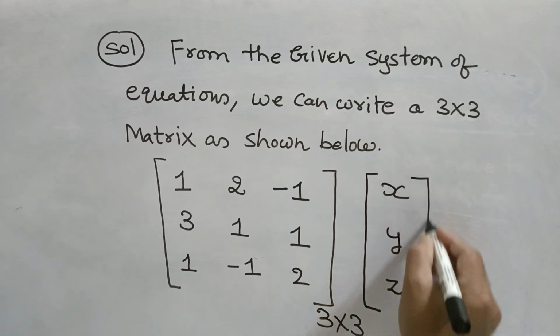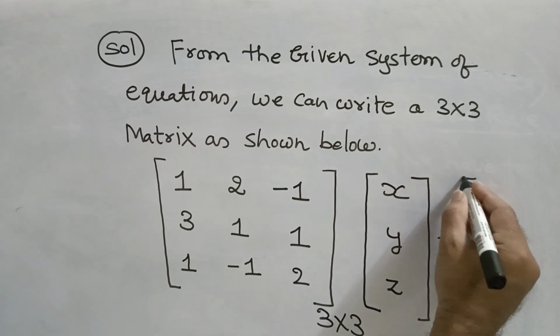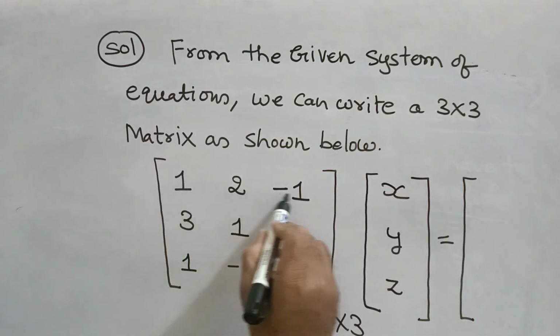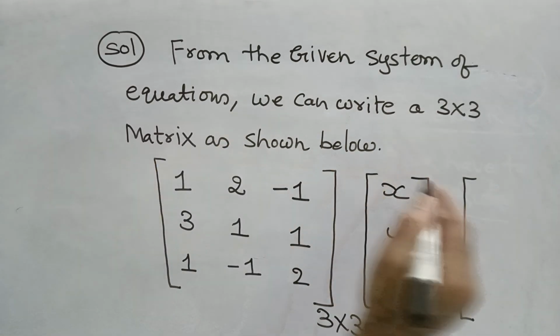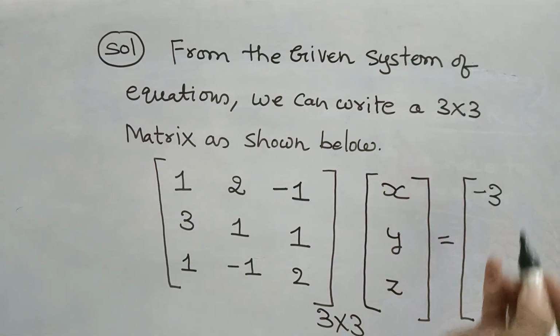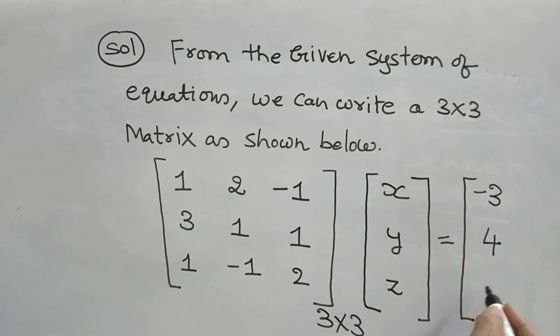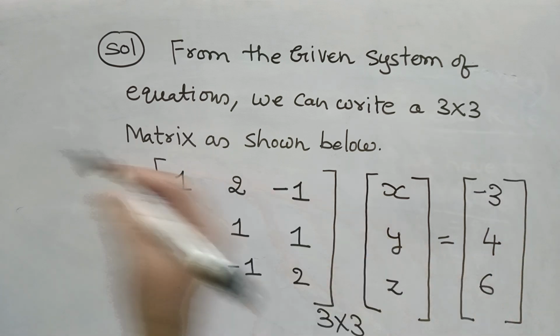You have to write like this, and then this is equal to, we have to write the constant values. So for the first equation, what is the constant value? It is -3. And what is the constant value for the second? It is 4. What is the constant value for the third equation? 6. Getting or not?